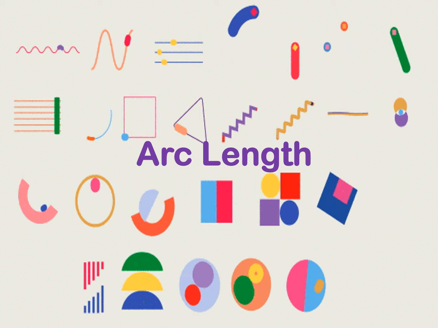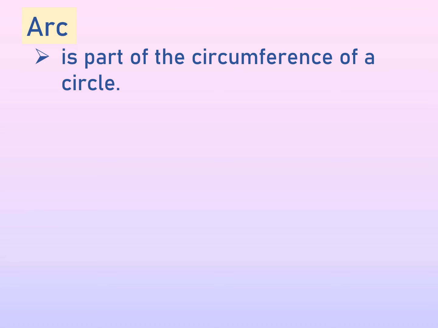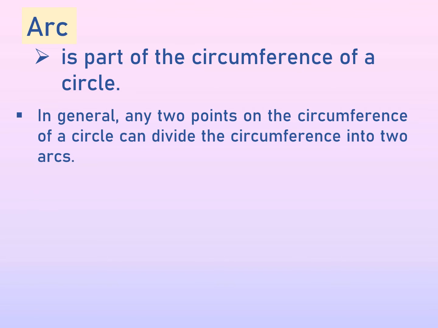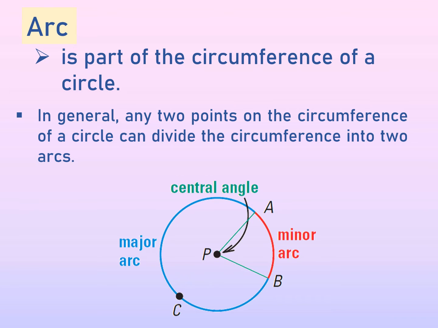Now let's move on to arc length. Arc is part of the circumference of a circle. In general, any 2 points on the circumference of a circle can divide the circumference into 2 arcs. As you can see in the illustration, we have 2 points, point A and point B, which divide the circumference of the circle into 2 parts. We have the major arc and the minor arc. And in illustration 2, we have the central angle inside the circle.